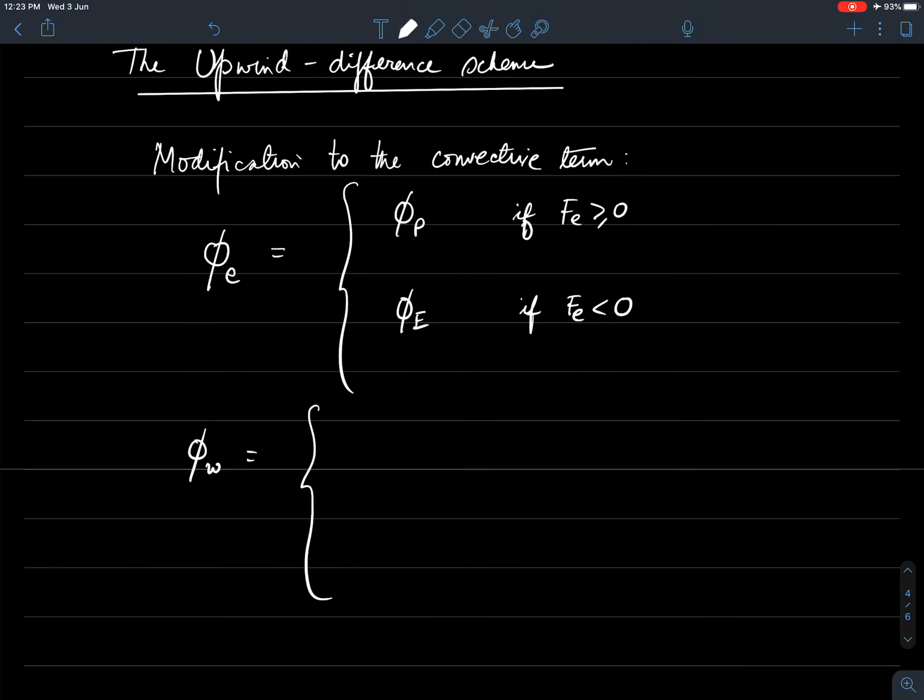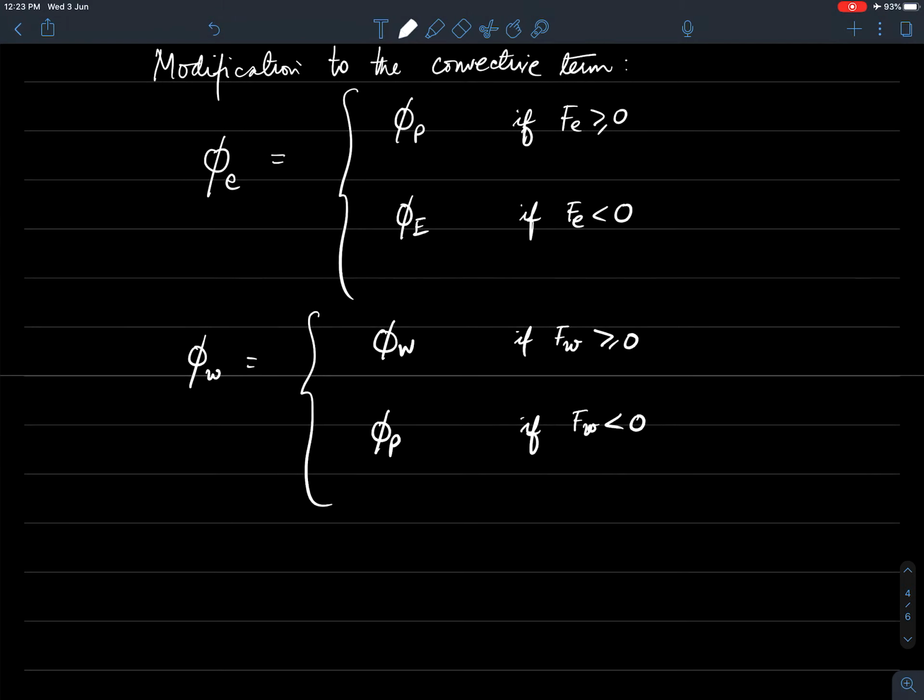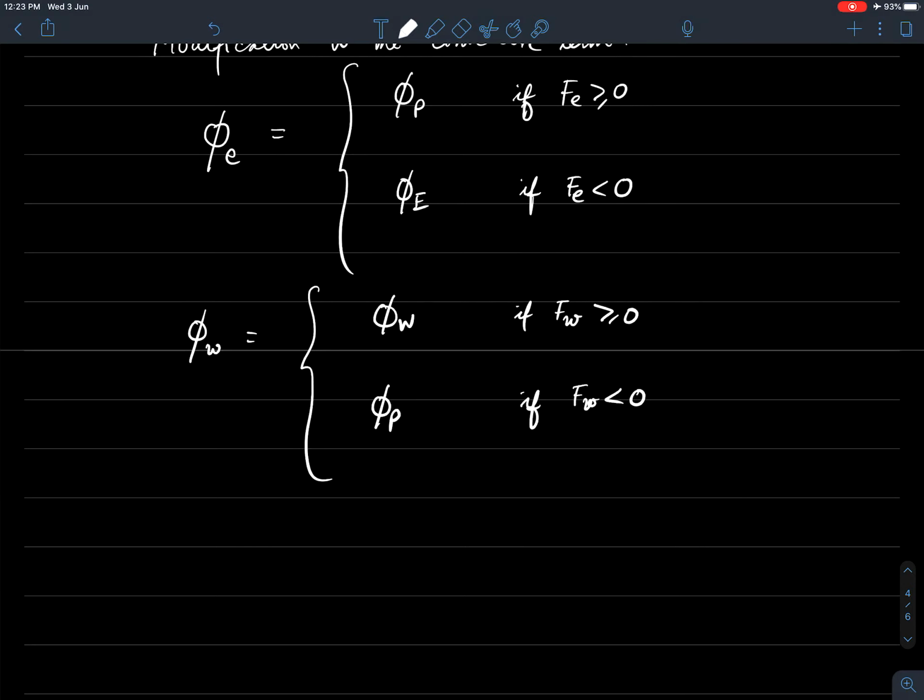And similarly, phi w will be phi w if fw is greater than or equal to 0, and it would be phi p if fw is less than 0. Remember, last time in the central differencing scheme we had used the average values as the values of the scalar at the interfaces, or at the cell faces. Now we are saying we are going to be using a nodal value only, a specific nodal value.